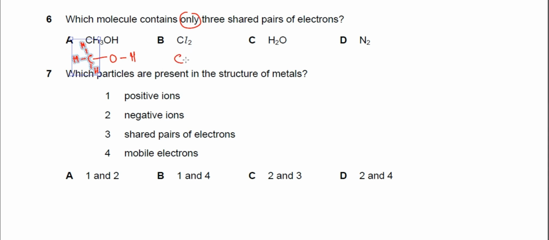In Cl2, one Cl is bonded with another Cl, a diatomic molecule, only 1 pair. In water, there are 2 bond pairs. And in nitrogen, there is a triple bond. How many pairs are there then? 3. Okay. So we can say the question asks which molecule contains only 3 shared pairs of electrons. So D will be the correct answer, because there are 3 shared pairs of electrons.